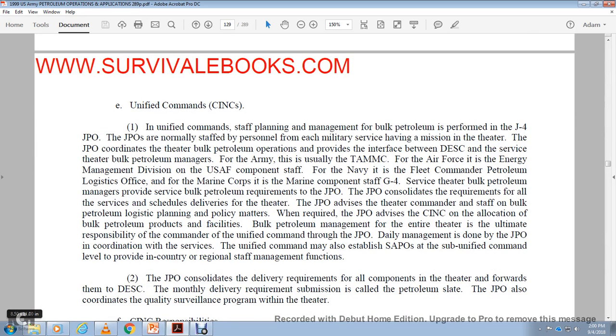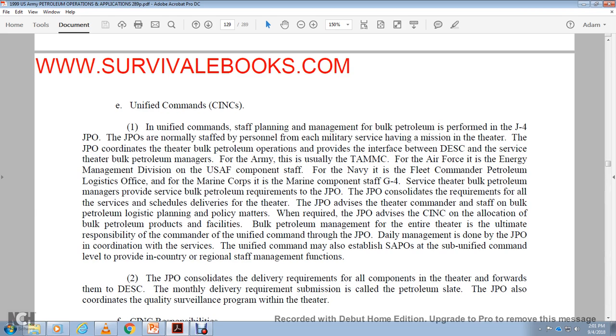Unified Command, CINC. Unified Command staff planning and management of bulk petroleum is performed by the J4 Joint Petroleum Office. The Joint Petroleum Office is normally staffed by personnel from each military service that has a mission in the theater. The Joint Petroleum Officer coordinates theater bulk petroleum operations and provides the interface with the Defense Energy Support Center. Service theater bulk petroleum is managed by the Army through TAMMC, the Air Force through the Energy Management Division of the U.S. Air Force component staff, the Navy through the Fleet Command Petroleum Logistics Office, and the Marine Corps through the Marine Corps staff G4.